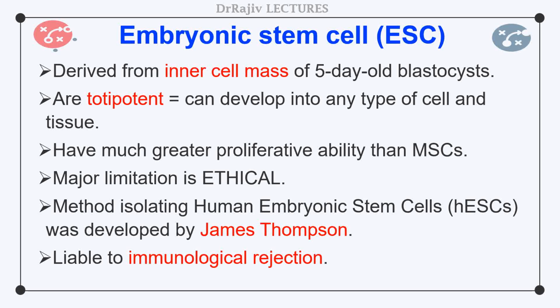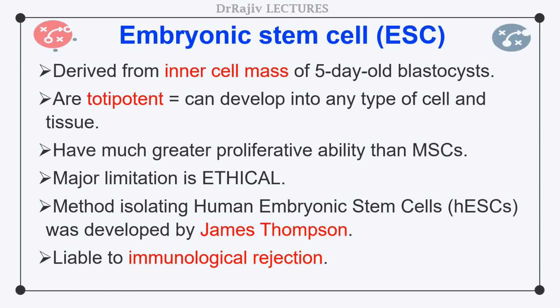Embryonic stem cells are derived from the inner cell mass of a 5-day-old blastocyst. These are pluripotent stem cells, meaning these cells can develop into any type of cell and tissue in the body. These cells can potentially regenerate all the cells and tissues lost because of any injury or disease. Embryonic stem cells have much greater proliferative ability than mesenchymal stem cells and can differentiate into all types of specialized cells. But the major limitation with their use is ethical, because they are derived from a live embryo and these need to be destroyed to obtain embryonic stem cells.